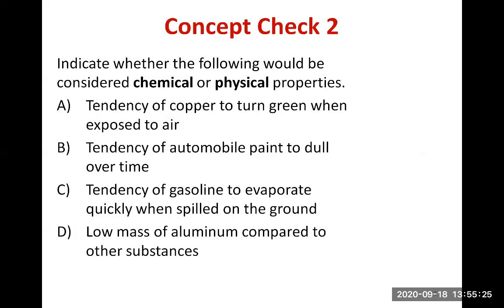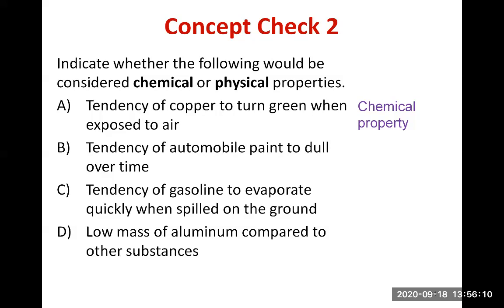So tendency of copper to turn green when exposed to air, that's a chemical property because copper is not supposed to be green. Copper is a reflective red metal, and if it turns green, then it's not copper anymore. It's a different substance, and it's due to corrosion by sulfur in the air, and it turns to what we call a verdigris. So it's a different composition, different substance afterwards.